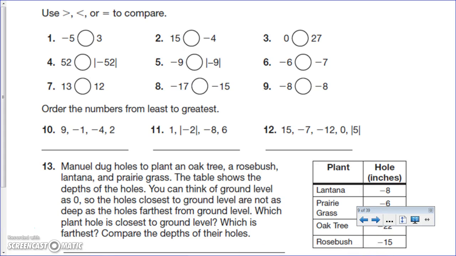Use greater than, less than, or equal to compare. So -5 and 3, if we look at our number line, we know -5 is further to the left, so it is less than 3. For 15 and -4, 15 is farther to the right, so it is greater than -4. For number 3, we have 0 and 27. We know 27 is farther to the right, so 0 is less than 27.